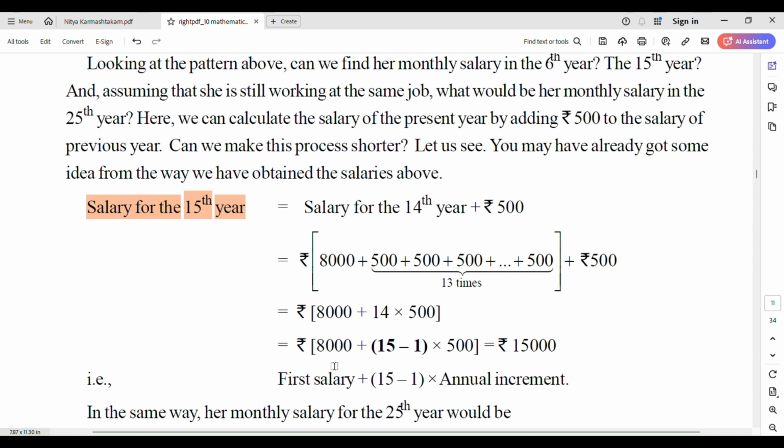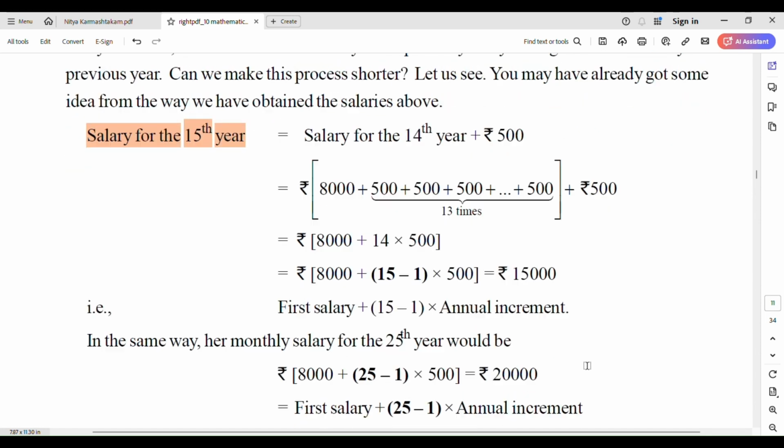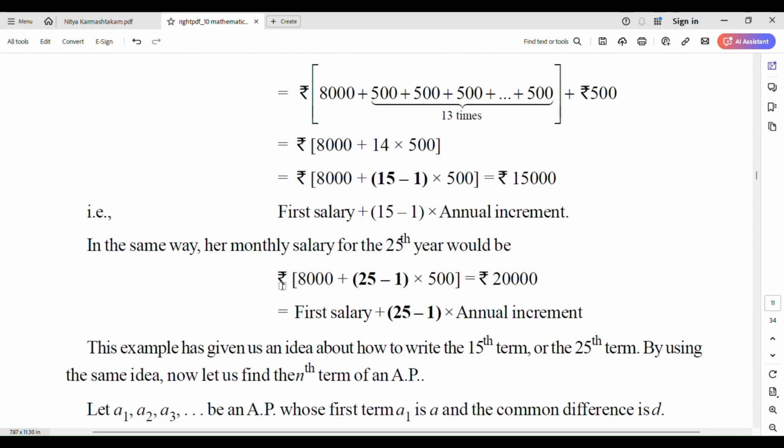15th term will become 8000, that is the initial salary, plus 15 minus 1 into 500, that is the common difference, which is equal to 15,000, okay? So once you know that, you have a formula, you can calculate the nth term of any term basically, okay?